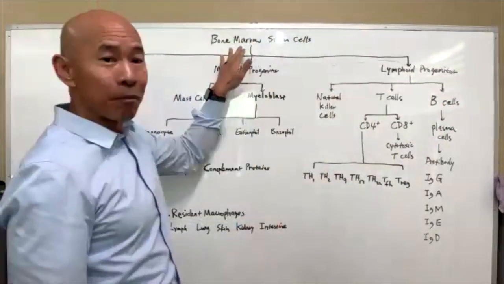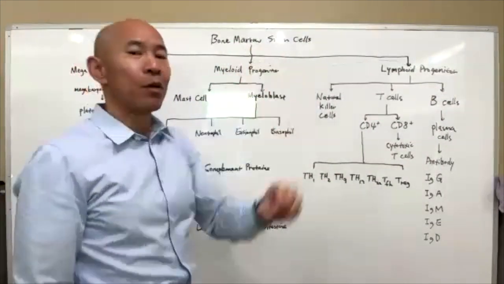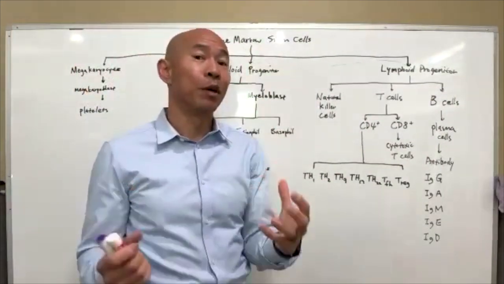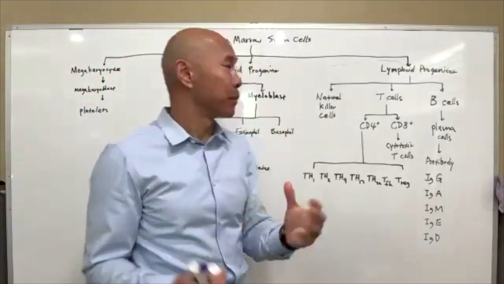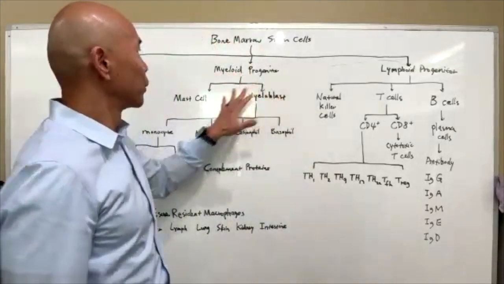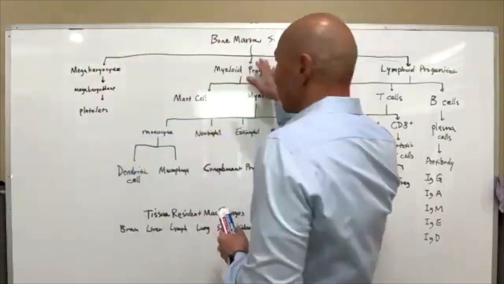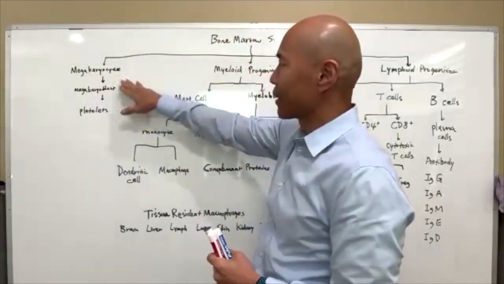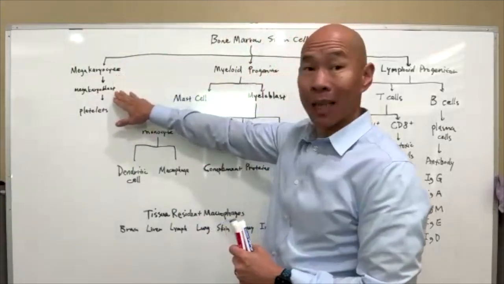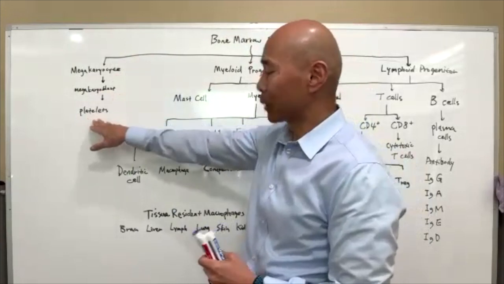It all starts with the bone marrow stem cells. Most of your white blood cells are produced in the bone marrow, and from the bone marrow, they can become different kinds of cells. So you have these cells right here, which is going to turn into megakaryocyte, which turn into megakaryoblast, then eventually turn into platelets.